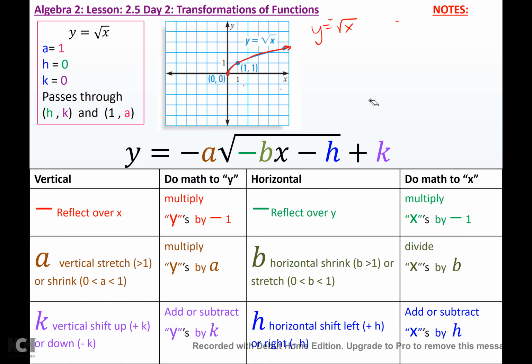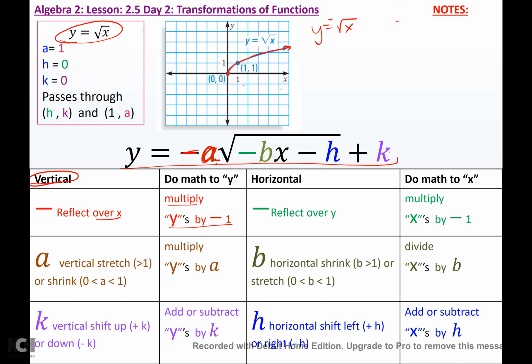Okay, so here's mother, and here's all of the transformations that could happen. Every one of these, the negative, the a, the negative, the b, the h, and the k, they all affect and transform and shift the original function. So let's talk about the vertical transformations first. If outside is negative, that's going to reflect over x. And what you do mathematically is you multiply the y's by -1.